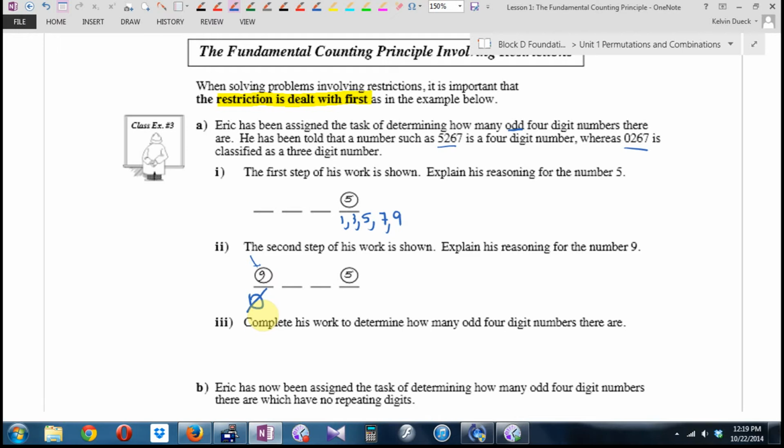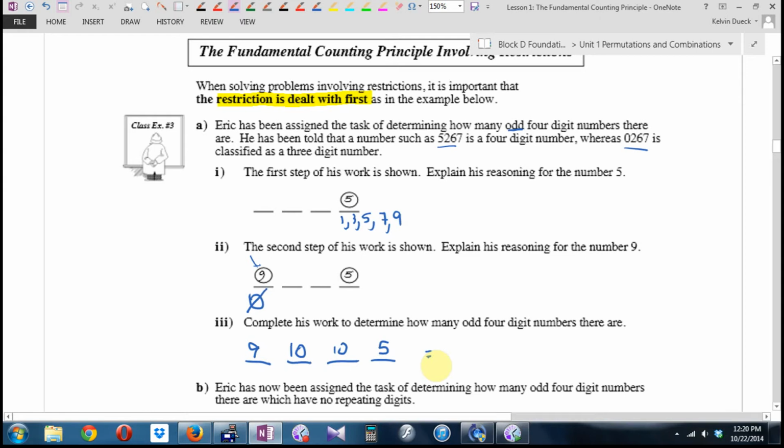So you know what? He's got, so we did this. 1, 2, 3, 4. We said he's got 5 choices for the last one because it has to end in an odd. He's got 9 choices for the first one because it can't begin with a 0. How many choices does he have for the second digit? How many digits are there, grand total? How many choices does he have for the third digit? How many digits are there, grand total? How many odd 4-digit numbers are there?